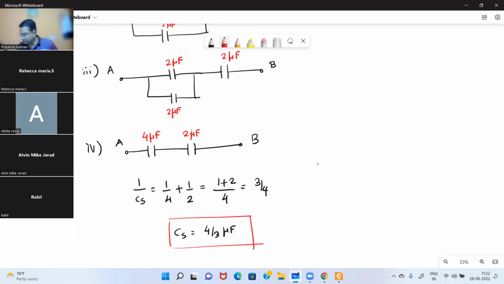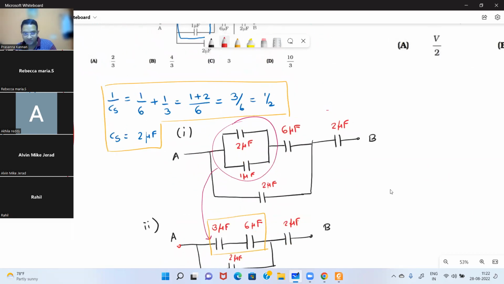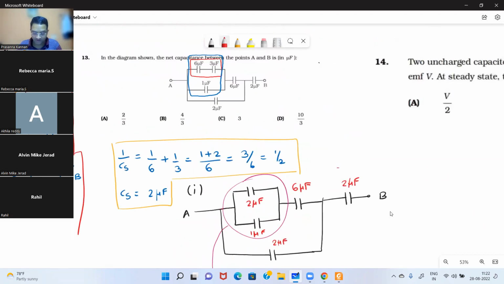I should take the options. Let's see if the right option is given. Yeah. So which is the right option? 4 by 3 microfarad. I'll explain once again.